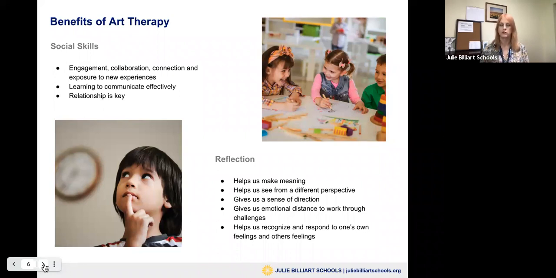So that is engagement, collaboration, connection, and exposure to new experiences. They're experiencing new things or new materials together, learning to communicate effectively, because we do have to share a lot of our materials. Even the simple process of how do you ask someone if you need something they have, please and thank you, and then returning it, that whole situation. And relationship is key. We have plenty of room in our art rooms for social distancing this year, but even on a regular typical day going forward, they have plenty of room to create.